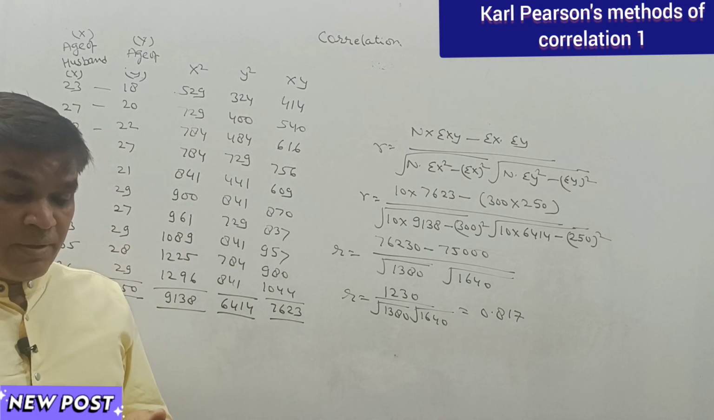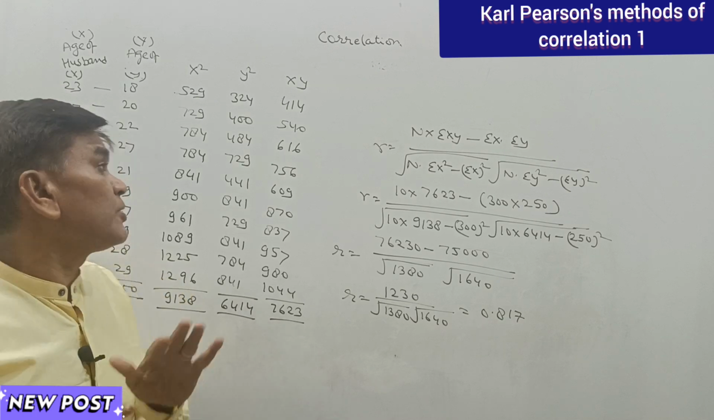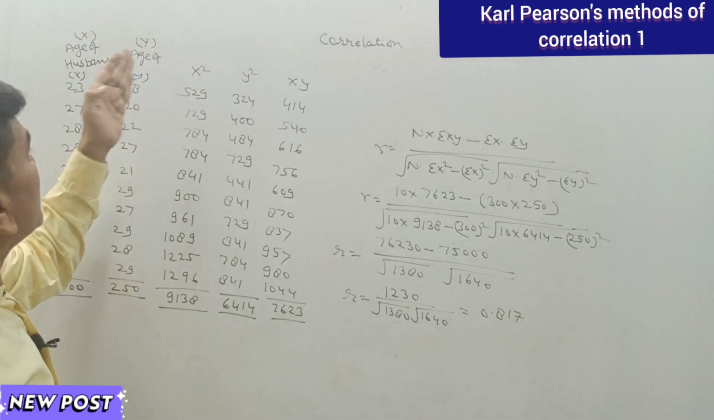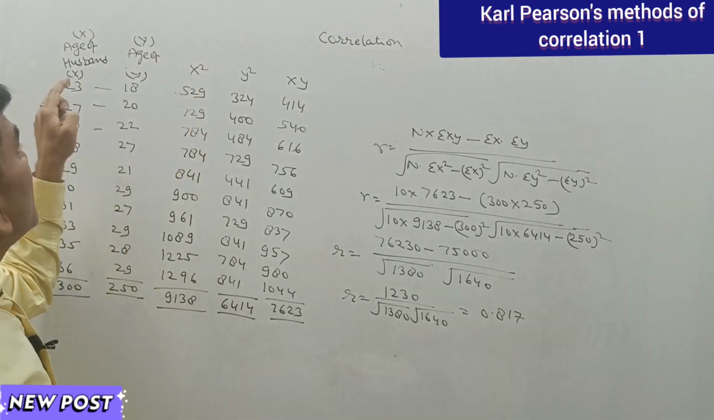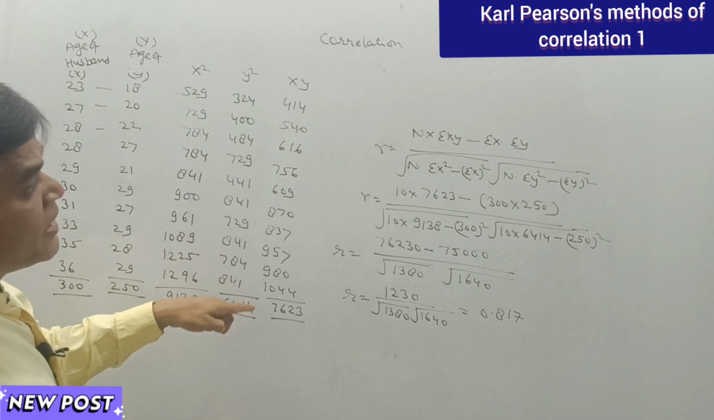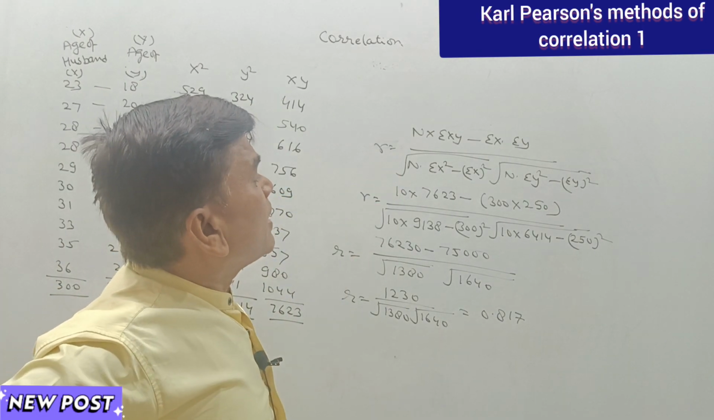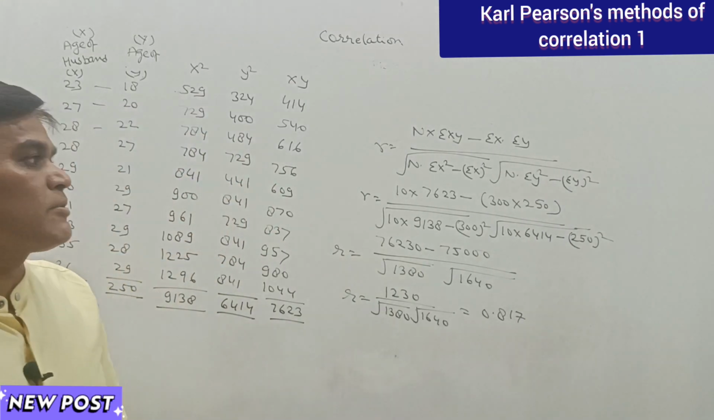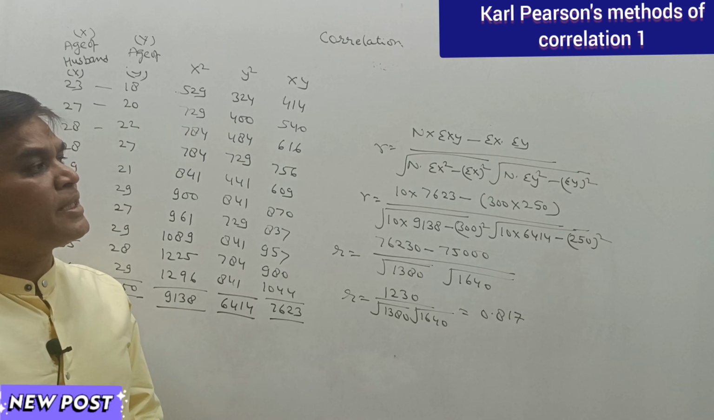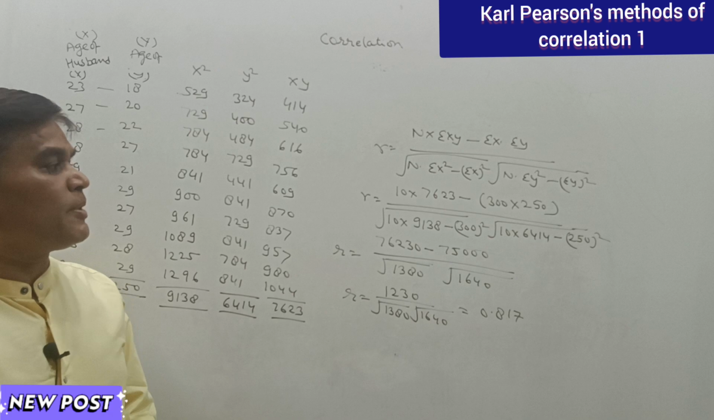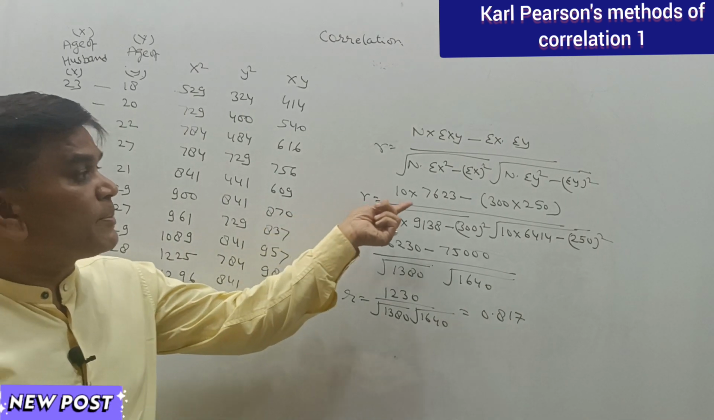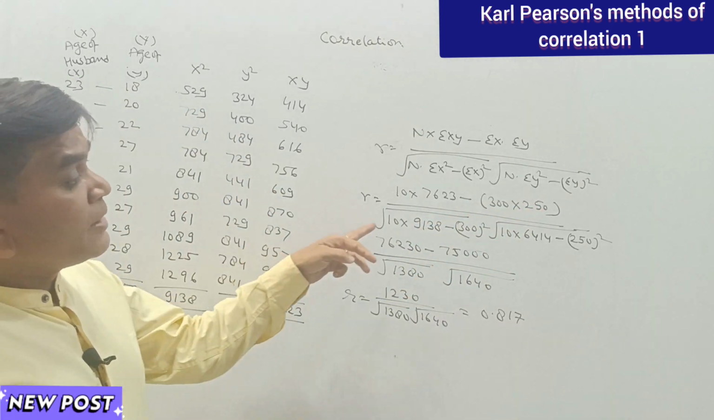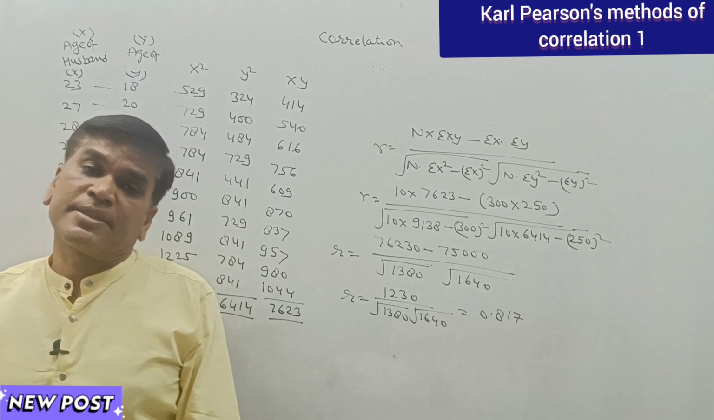In this method you do not need any kind of deviation. You have x, you have y. Firstly get the square of x, that is x square, get the square of y, that is y square, and multiply x and y, and we get this result. Then we use the formula r is equal to n multiplied by sigma xy minus sigma x multiplied by sigma y divided by the root of n multiplied by sigma x square minus sigma x raised to power 2, and the root of n multiplied by sigma y square minus sigma y raised to power 2. By putting the values, 10 multiplied by 7623 minus 300 multiplied by 250, again we get the same result.